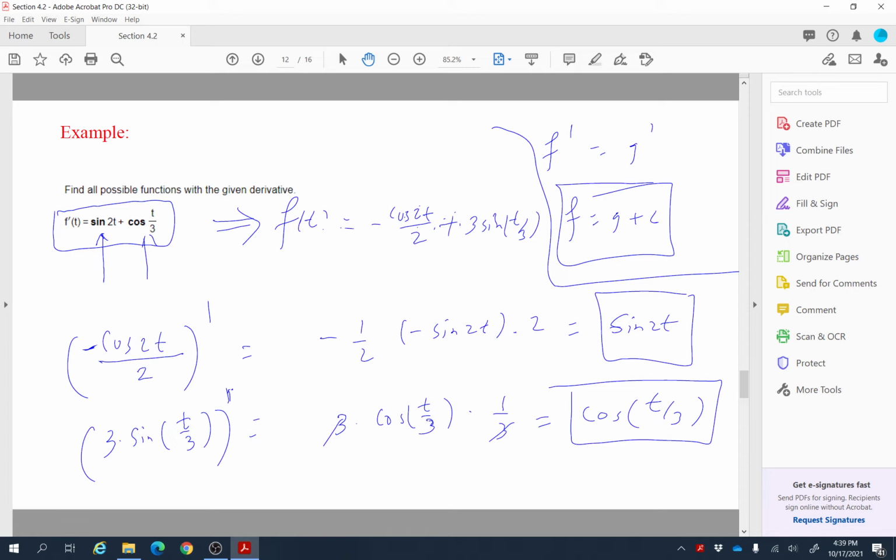But that is not everything. You might have this function plus some constant. That's why we have to use this statement here. After finding those values, you have to add some constant too. So this is the final answer. Because there are infinite functions, if you add any constant, the derivative of that function and the derivative of this thing would be the very same thing. So the answer is f of t equals negative cosine 2t over 2 plus 3 sine t over 3 plus some constant. Because they are asking us for all possible functions, there are infinite possibilities.